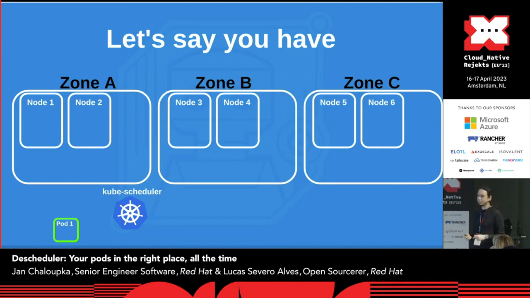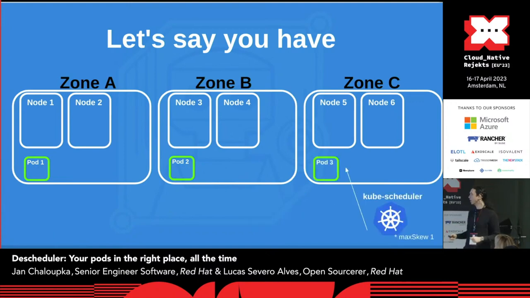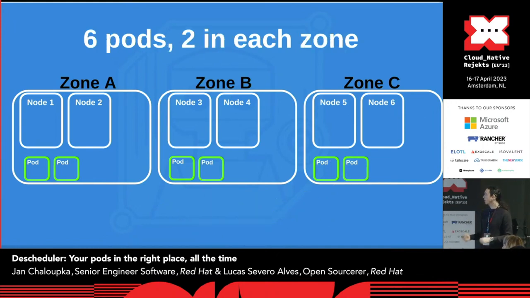And we get a pod, and kube-scheduler will make a decision, okay, which node, or in this case, which zone to place this pod. Let's put this pod at zone A, then the next pod will go to zone B, obeying the maxSkew 1, and the next pod at zone C. And if we go over this a few times, the fourth pod can go to any of these zones because maxSkew 1 will still be valid. And eventually, we'll have this scenario: 6 pods, 2 in each zone. And this is perfectly balanced. And this is what you want. So topology spread constraint helps you to get that.